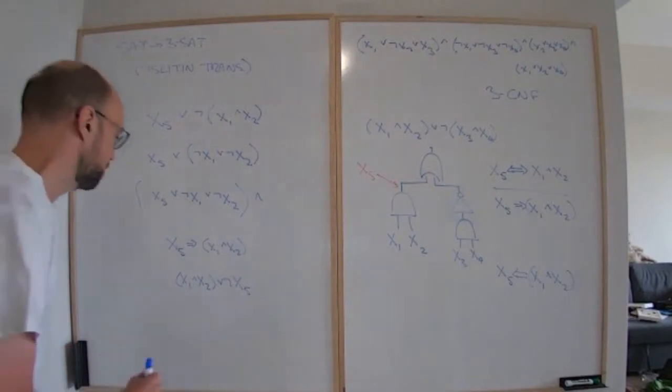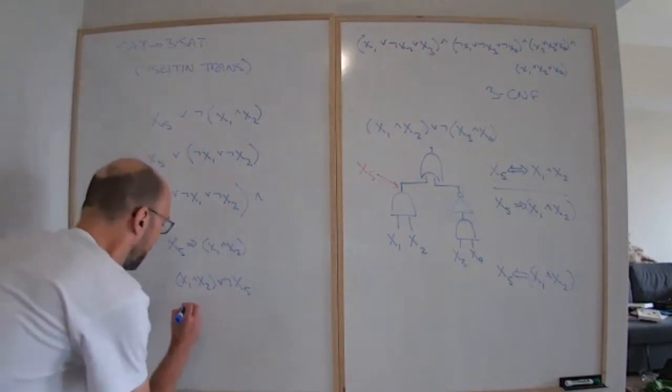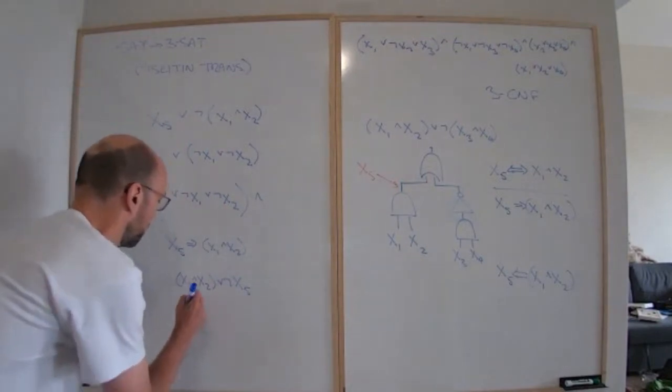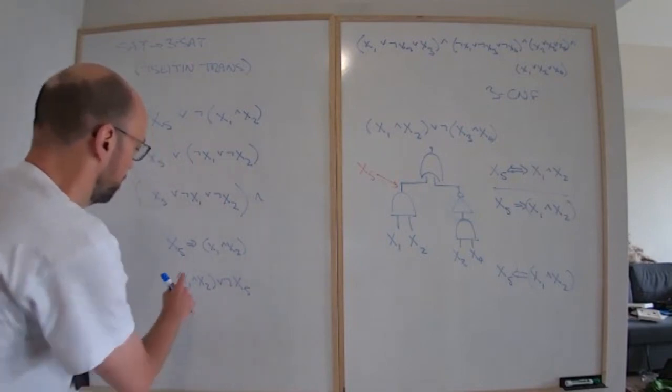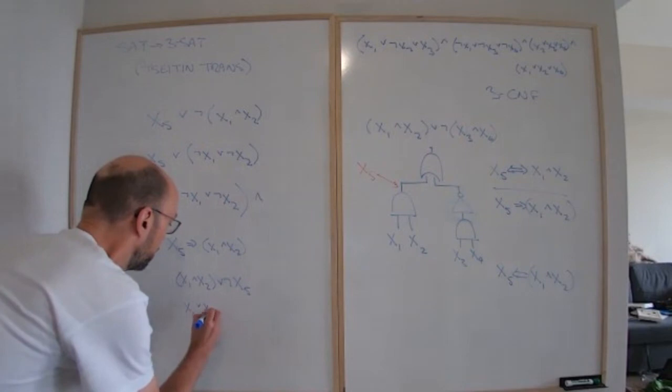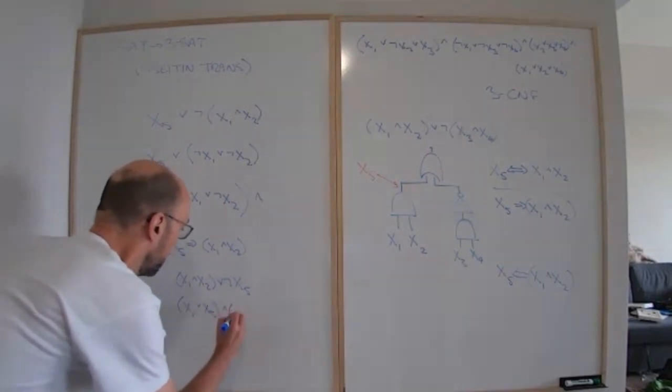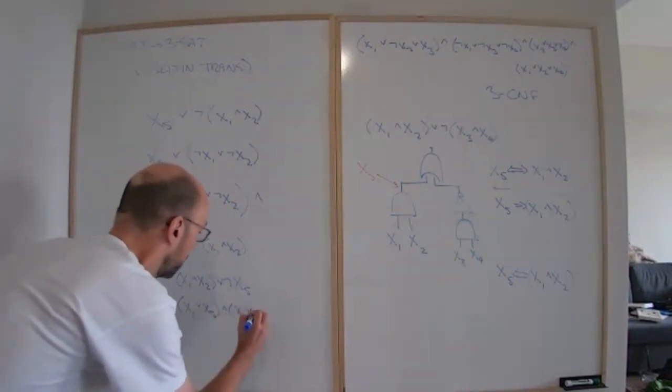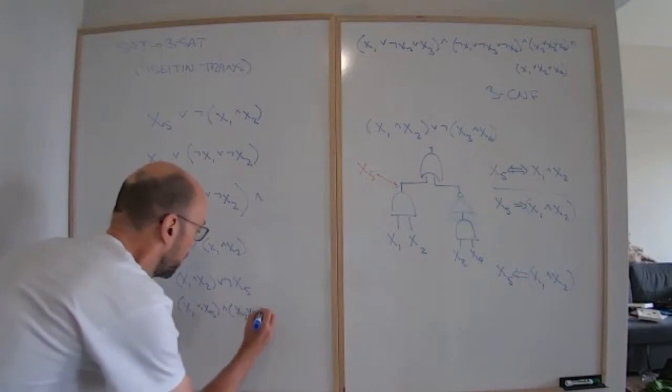And then you get x1. No, you still want to. So this is x1 or not x5, and x2 or not x5.